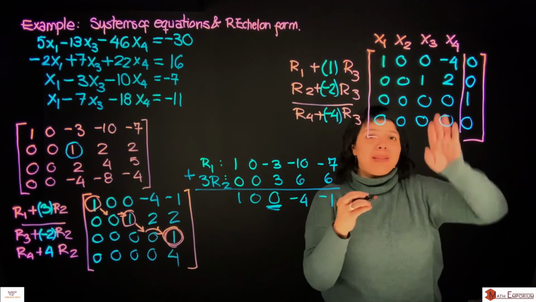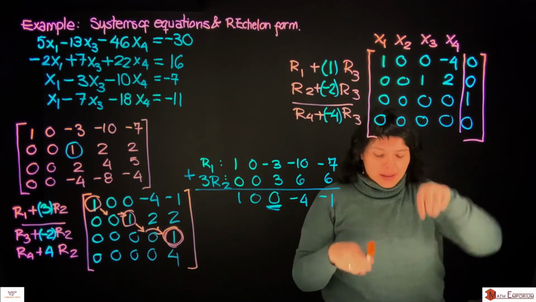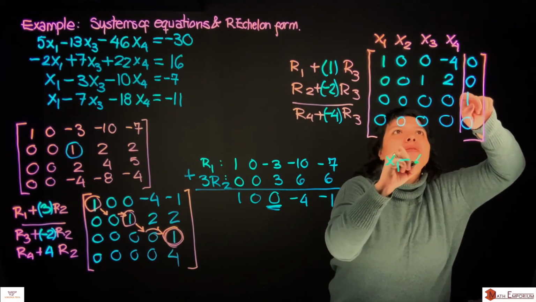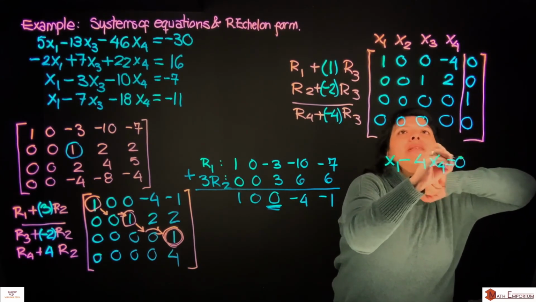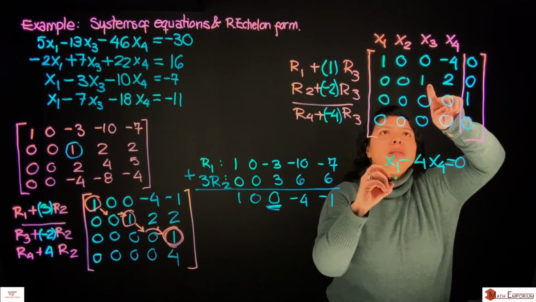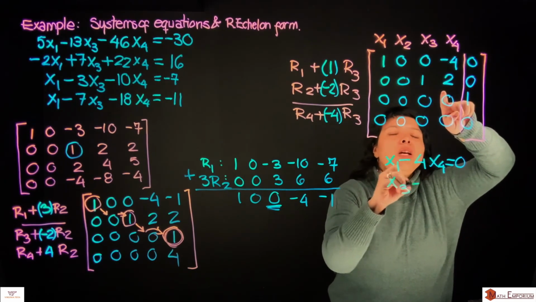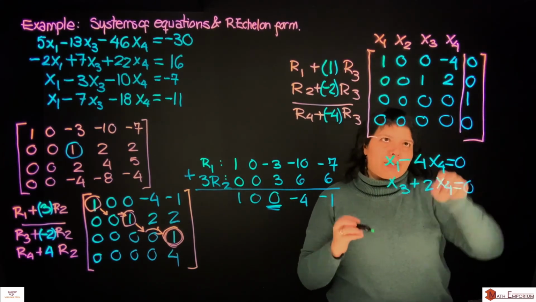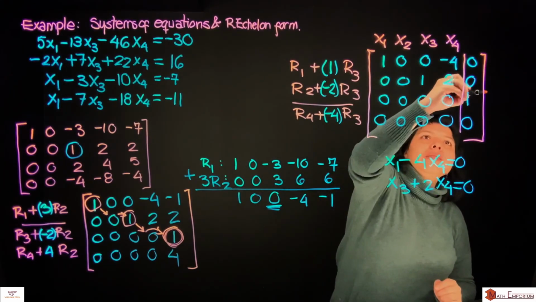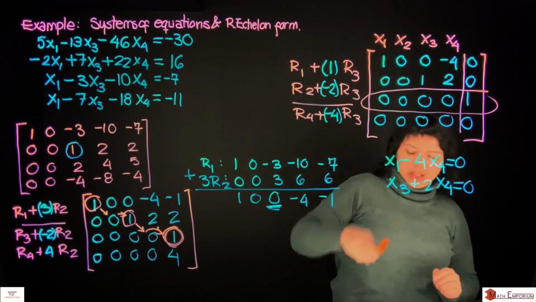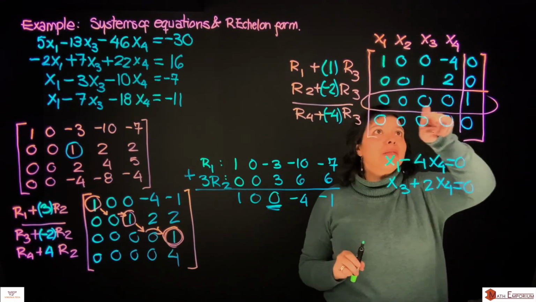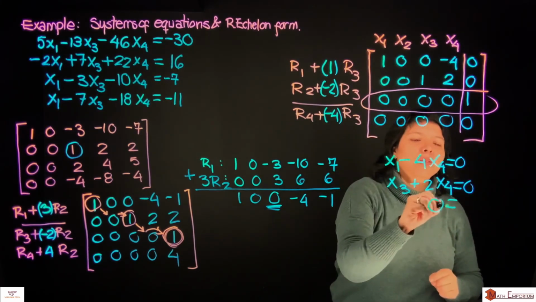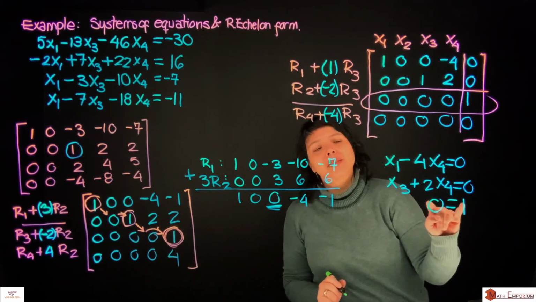So let's read what this is telling me. This is telling me that x1 minus 4x4 should give me 0. And this second equation is telling me that x3 plus 2x4 is 0. This one is interesting. This one is actually telling us everything now. This one is telling me that 0 times anything, any of my variables, is equal to 1. And because of this, this is an inconsistency.